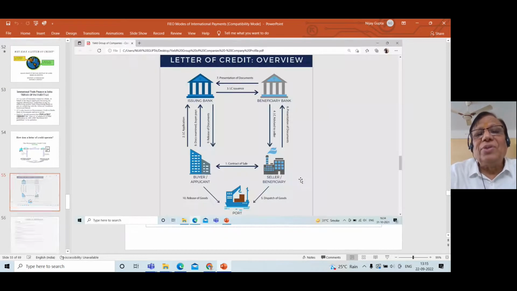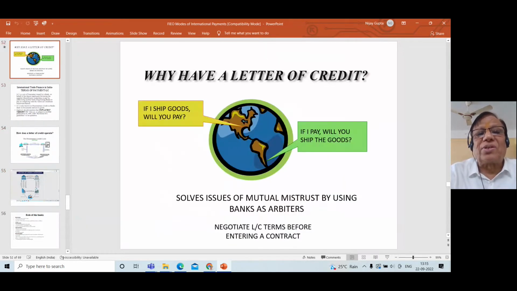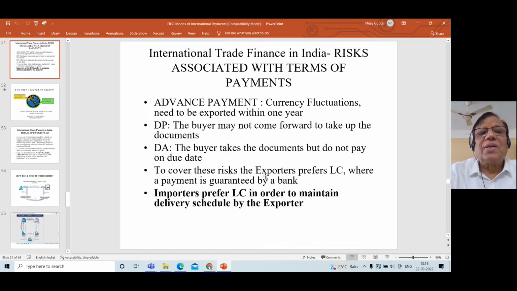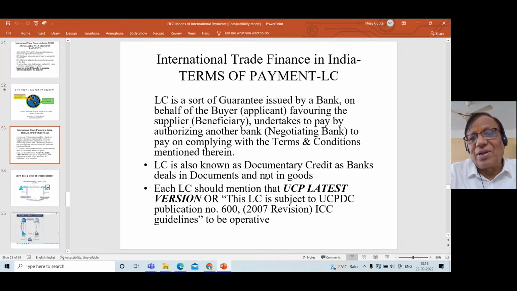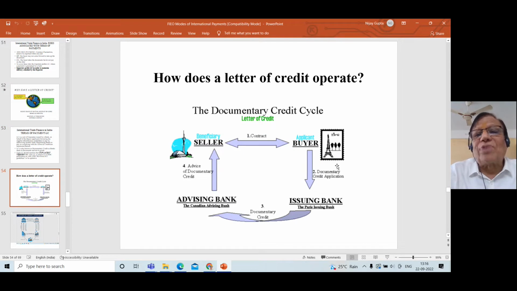Letters of credit solve this mistrust. The exporter says, if I ship the goods, will you pay? The importer says, if I pay, will you ship the goods? That mistrust is solved by the letter of credit. So LC is a sort of guarantee. Kindly note it: LC is a sort of guarantee.